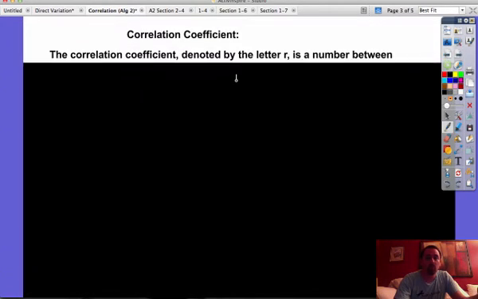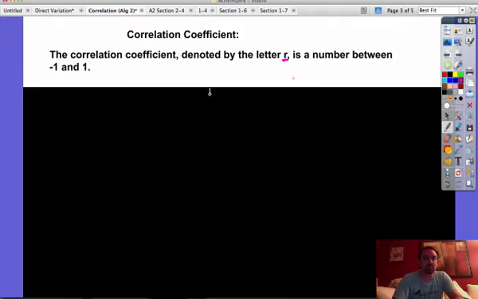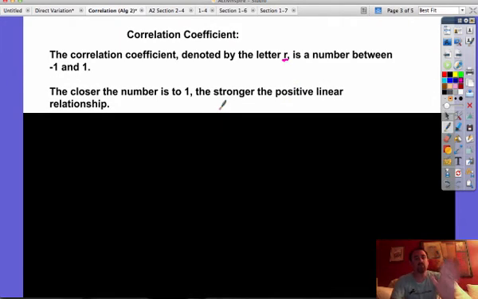Now, we measure correlation in a particular way. We have this idea of the correlation coefficient. Every scatter plot is going to have a correlation coefficient, and we use the letter R to talk about it. Okay, so R is equal to, and R is going to be a number between -1 and +1. And here are the ways that it works. If the number is close to +1, the correlation is strong, and the slope of that line that we might be able to put through it is positive.